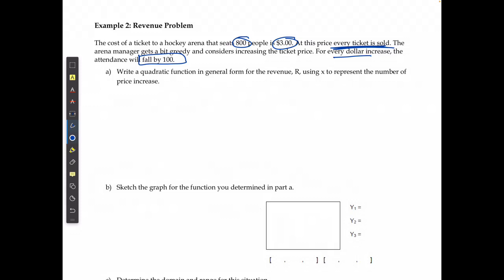Well, when we have this, we always know that the revenue is equal to the price per unit multiplied by the number of units sold. In this case, price per ticket multiplied by the number of tickets that we're actually selling.